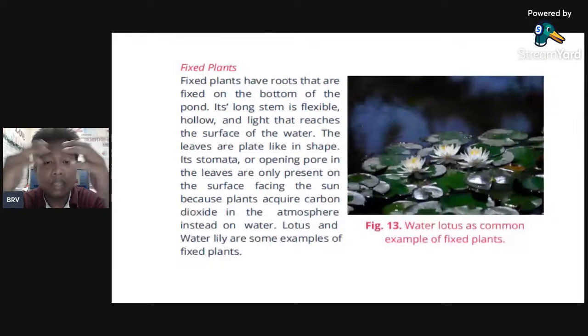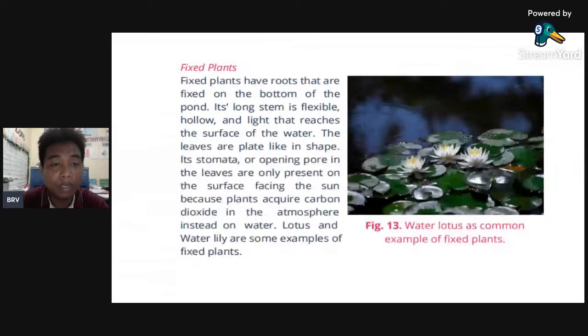Its stomata or opening pores in the leaves are only present on the surface facing the sun because plants acquire carbon dioxide in the atmosphere instead of in water. So lotus and water lily are some examples of fixed plants. So ang fixed plants, ang iyang feature ang iyang roots nga fix siya. Then ang iyang long stem.